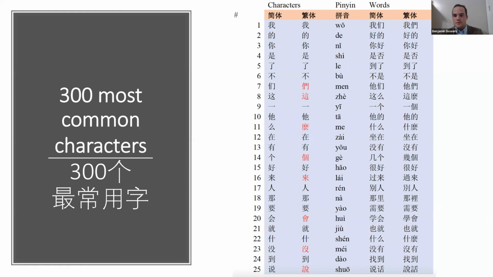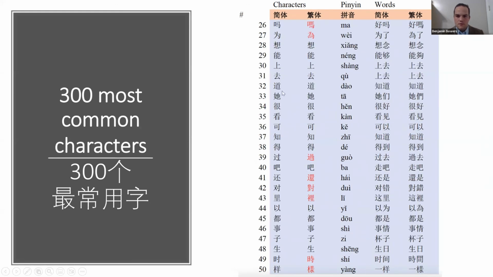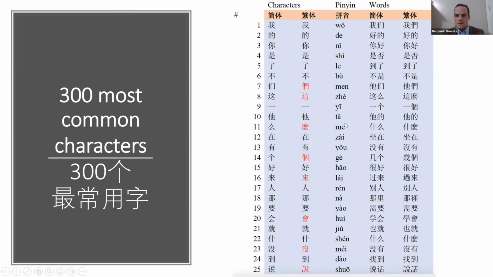And so as we can see, we have our 简体 column and our 繁体 column, followed by the pinyin. And then after the 简体 and 繁体 pinyin, they're followed by word examples that the characters are used in. So, 5 seconds for each slide.